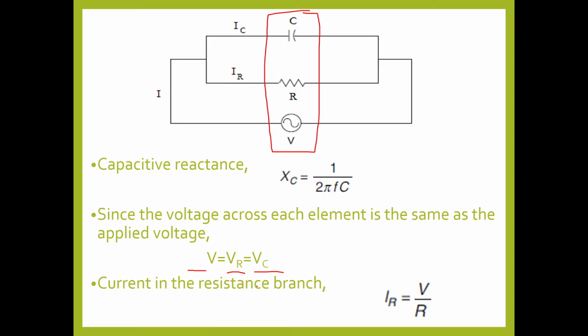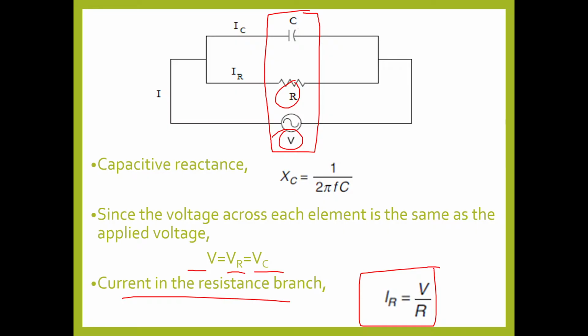Now since the capacitor and resistor are connected parallel to the voltage source, voltage across the source will be the same as voltage across the resistor and the same as voltage across the capacitor. So when elements are connected in parallel, their voltages will be the same. So V is equal to VR, VR equal to VC. So now what is the current in the resistive branch? Current IR is equal to V by R. Source voltage is V and resistance is R. So IR is equal to V by R.